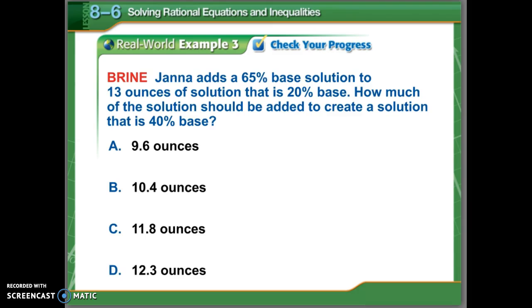Okay, check your progress problem. Same process here. It says Jana adds 65% base solution to 13 ounces of solution that is 20% base. So the original is 20%, and there's 13 ounces of it. We're adding 65%. We're not sure how much. How much of that solution should she add in order to create a solution that's 40% base? So just follow the same process as example 3. When you have your answer, go on to the next screen.